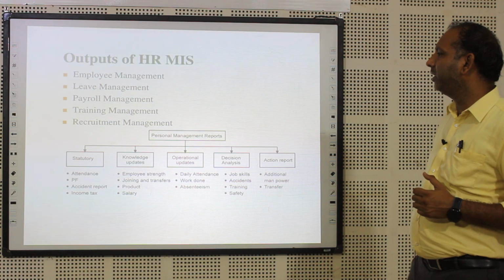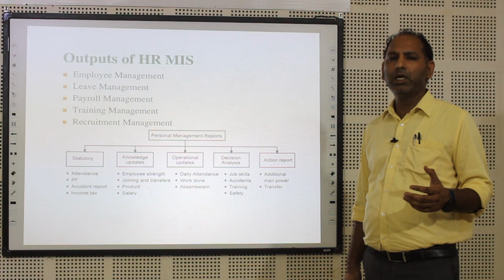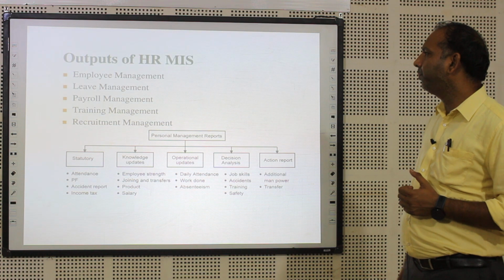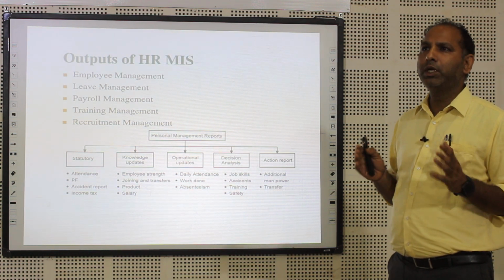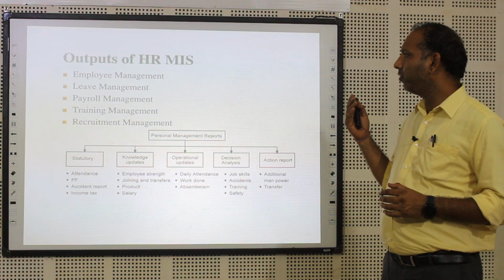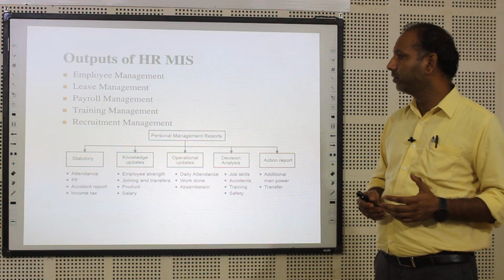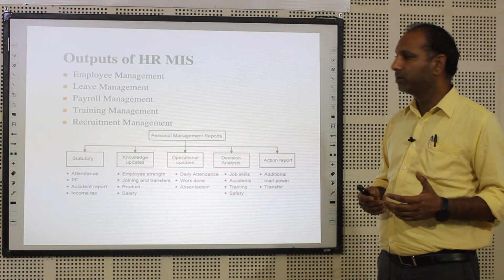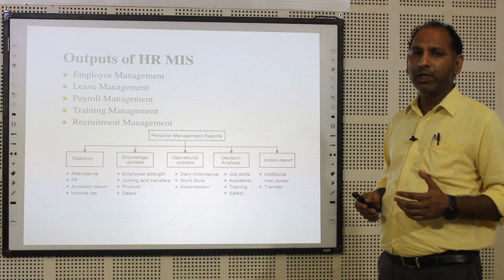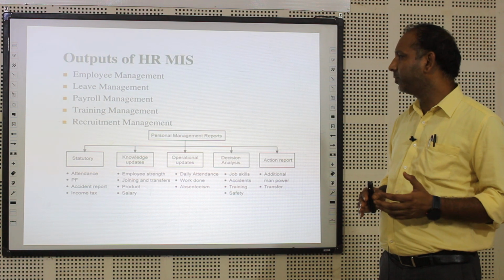Outputs of HR MIS. There are some outputs which are represented in the human resource management system through the MIS. So, employee management. In human resource management, the MIS plays a role in management of the employees, management of the leave, management of the payrolls, management of the training and management of the recruitment. These five points are based on the employee's purpose.